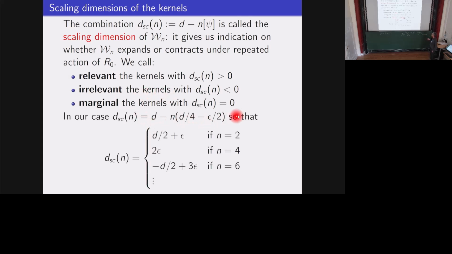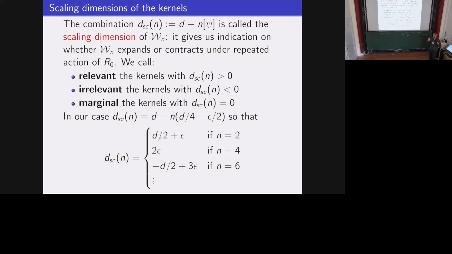So in our case, you can sit down and compute what you get. For n equal 2, the scaling dimension is d over 2 plus epsilon. For n equal 4, it's equal to 2 epsilon. And for n equals 6 and higher, it's negative for epsilon sufficiently small. So here you see the quartic term is weakly relevant. This is what I referred to earlier. The scaling dimension is positive, but it's order epsilon. And the quadratic term is really relevant. The fact that the quadratic term is relevant is sort of normal.